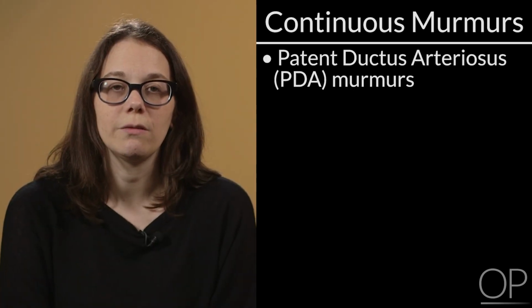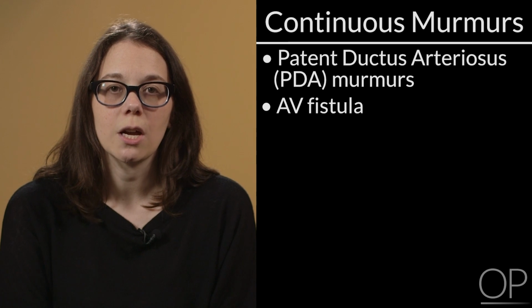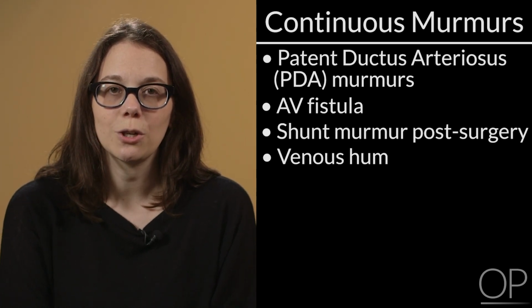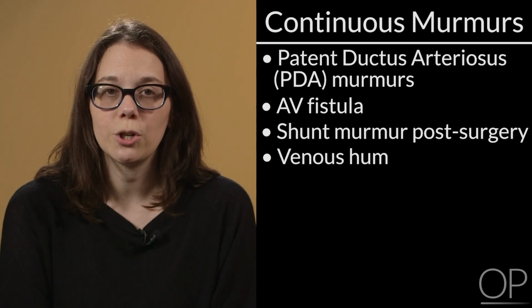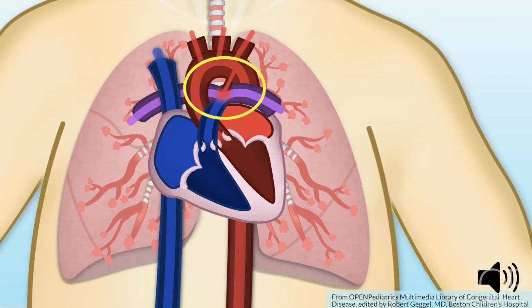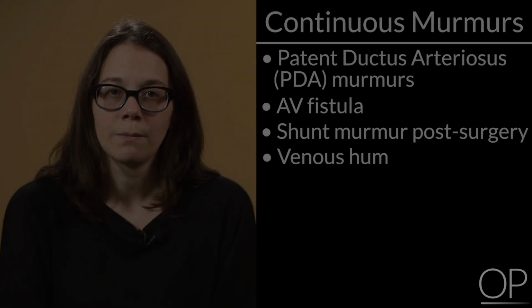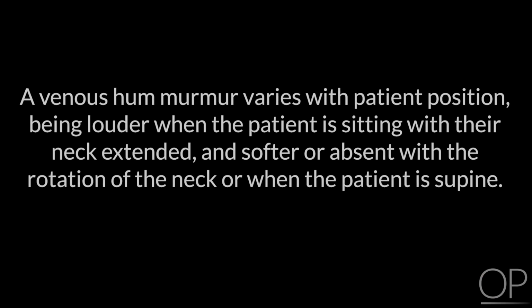Continuous murmurs are reflective of a PDA, an AV fistula, a shunt murmur after surgery, or a venous hum. PDAs are patent ductus arteriosus murmurs and are usually appreciated in newborns before the duct has closed. In addition, shunt murmurs are usually only heard after a child has had surgery. Point of clarification. A venous hum murmur varies with patient position, being louder when the patient is sitting with their neck extended and softer or absent with the rotation of the neck or when the patient is supine.